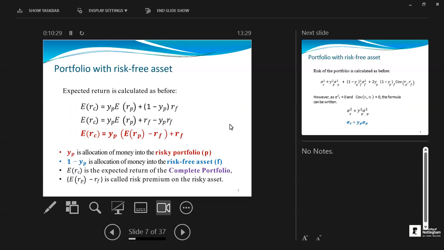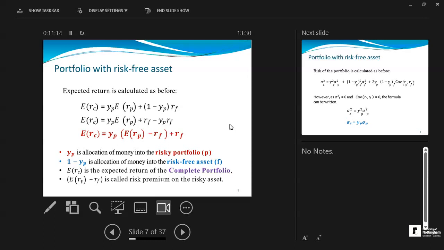So if I treat the risky portfolio as asset one and the risk-free asset as asset two, the expected return of this complete portfolio would simply be the weighted average, just like in the previous example of stock D and E. So what do we have here? Weight in the risky portfolio times the expected return of the risky portfolio plus weight in the risk-free asset times the expected return of the risk-free asset. Okay, so that gives you the expected return of the complete portfolio.